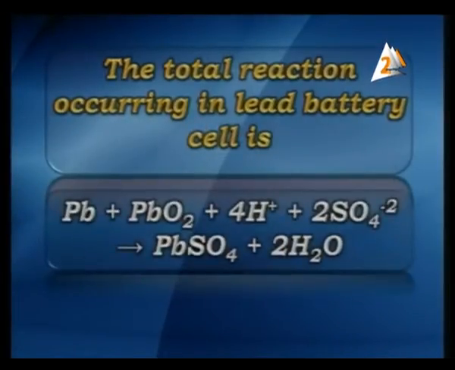My dear, the equation for the total reaction occurring in the lead battery cell begins with Pb, which is lead, plus PbO2, plus 4 hydrogen ions, plus 2 SO4 ions of negative 2. My dear, these are the reactants. What about the products? The product is PbSO4, lead sulfate, which is a type of salt, and we have H2O.